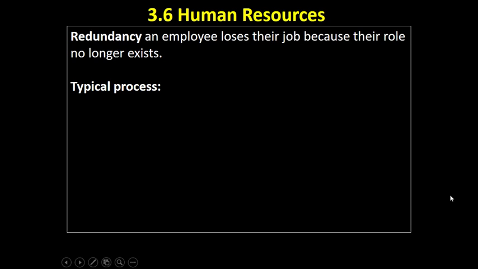Now, this is quite an important definition. You'll notice that they're losing their job not because they're incompetent or because they've done something wrong, but because the role no longer exists. So what's the typical process for going about a redundancy? Well, first of all, there might be a restructure. So the business is restructured and jobs are identified that can be merged, or maybe an entire division goes because they're no longer necessary.